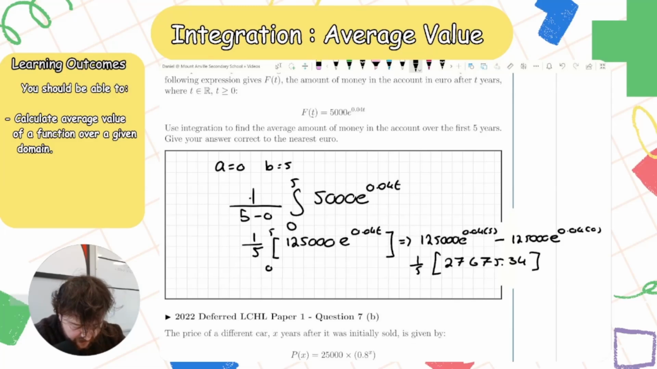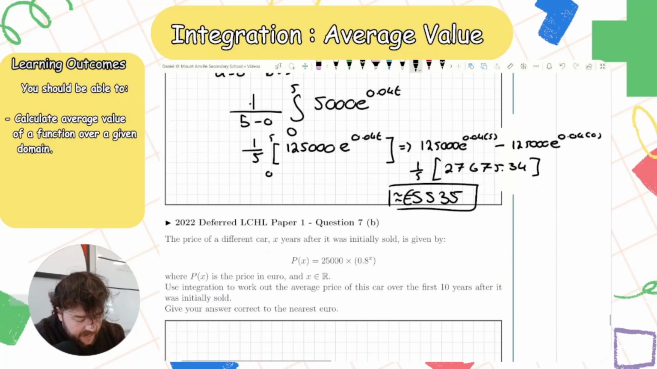Need to multiply that by 1/5. And then I am roughly going to get 5,535 euro. Perfect.